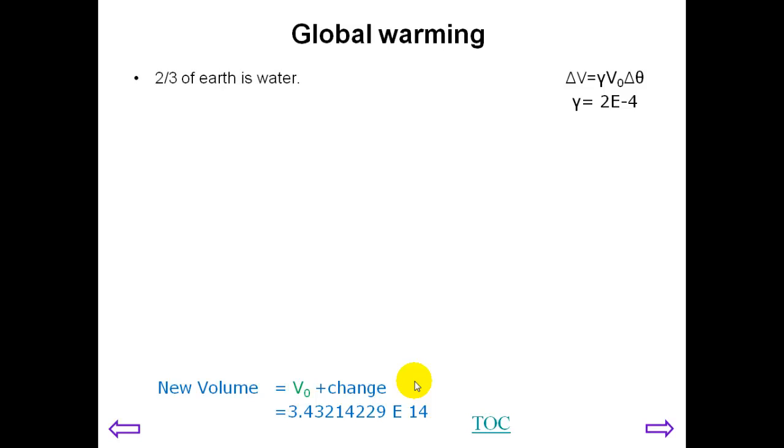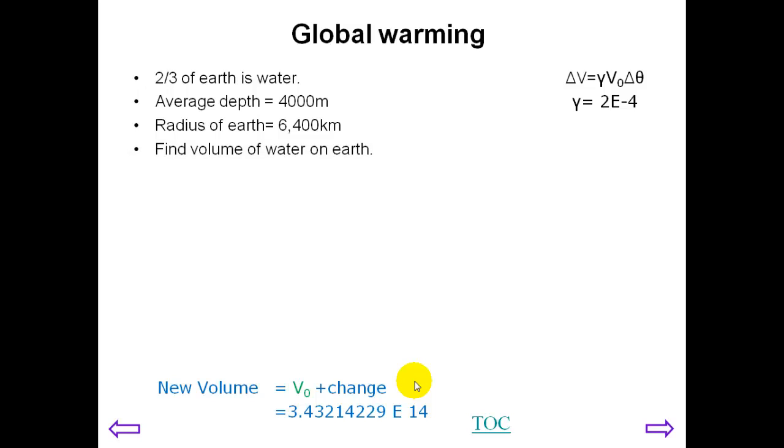Let's say the Earth is 2/3 covered with water. The average depth is, let's say, 4,000 meters. The radius of the Earth is 6,400 kilometers. Find the volume of the water on the Earth. Well, if you know the radius of the Earth, you can basically find the area of the Earth. We multiply the area by the depth. That gives you the volume of the water.